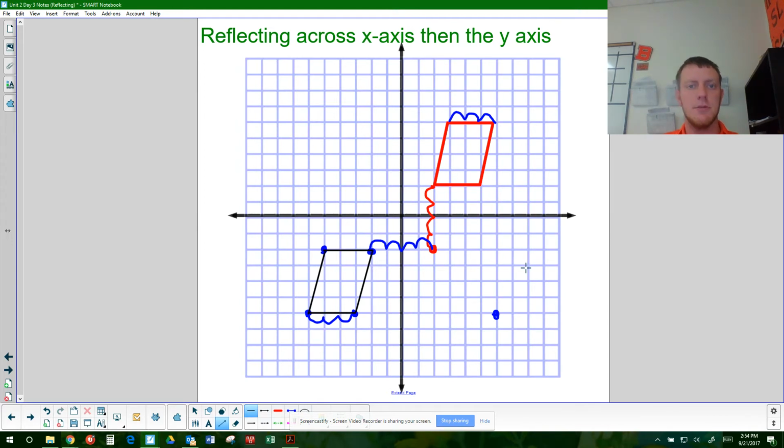All right, but there you go. That's reflecting. Okay. Don't make it complicated, just count. That's all you gotta do for reflecting is count.